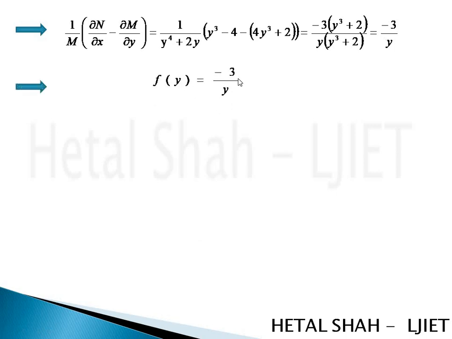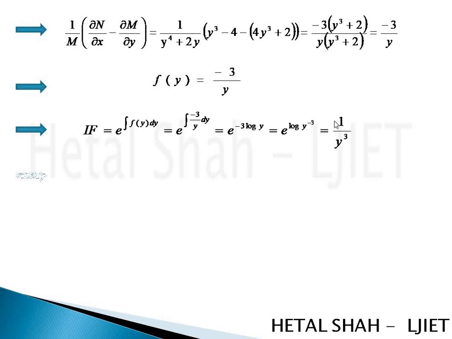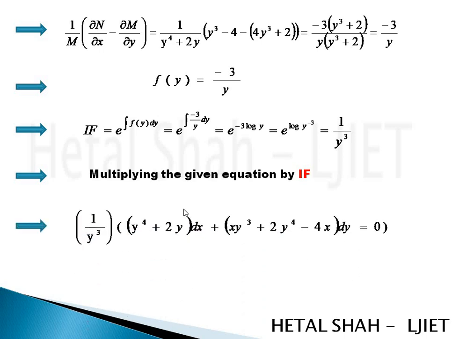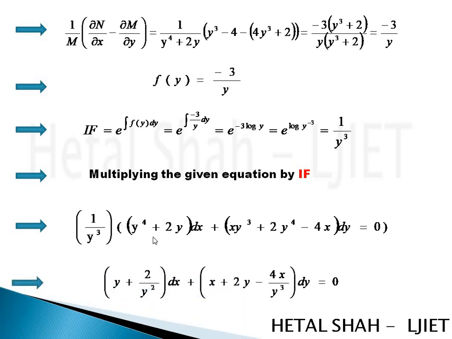So f of y is minus 3 by y, and our integrating factor is e raised to function of y dy, which is equal to e raised to minus 3 upon y dy. By simplifying, we get our integrating factor is 1 upon y cube. Now multiply the given differential equation by the integrating factor. We get 1 upon y cube into the given differential equation. So by multiplying the integrating factor and the given differential equation, we get the new differential equation, and we have to check the new differential equation is exact or not.